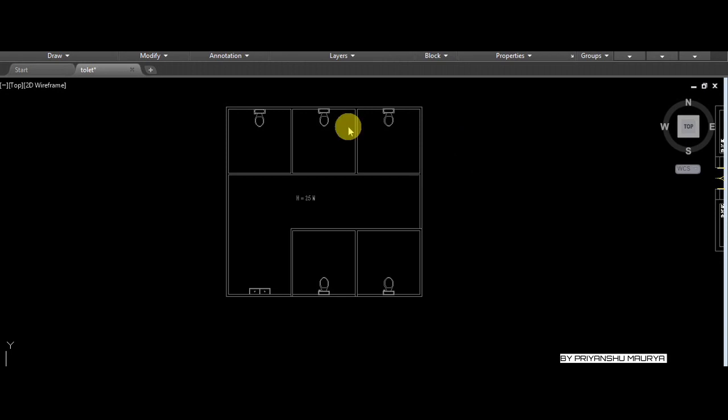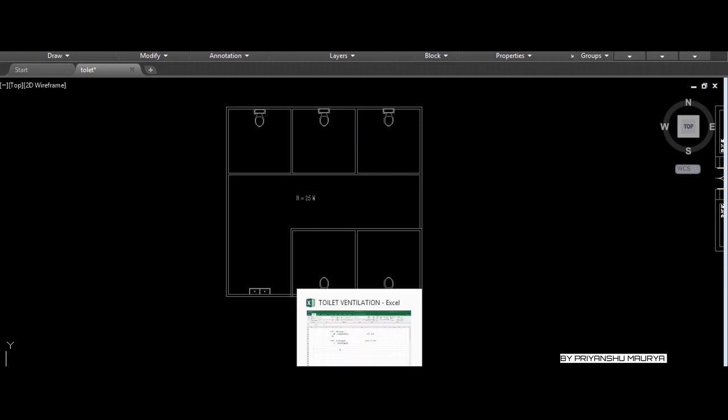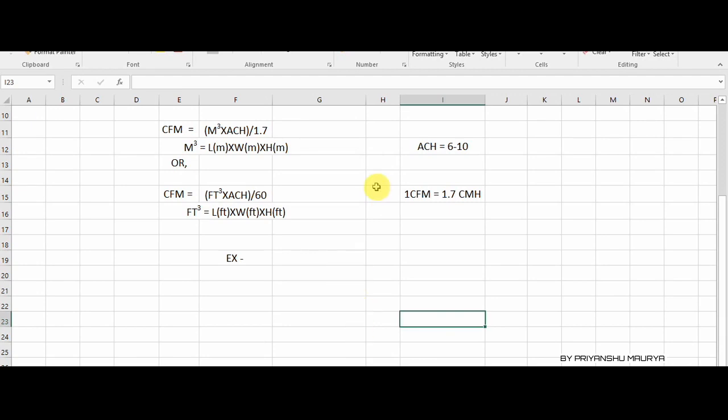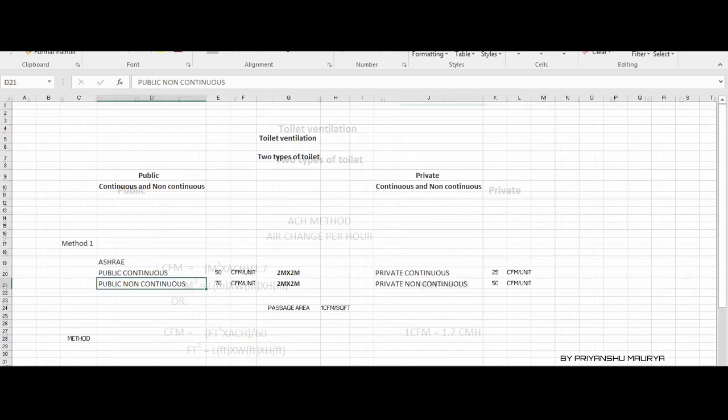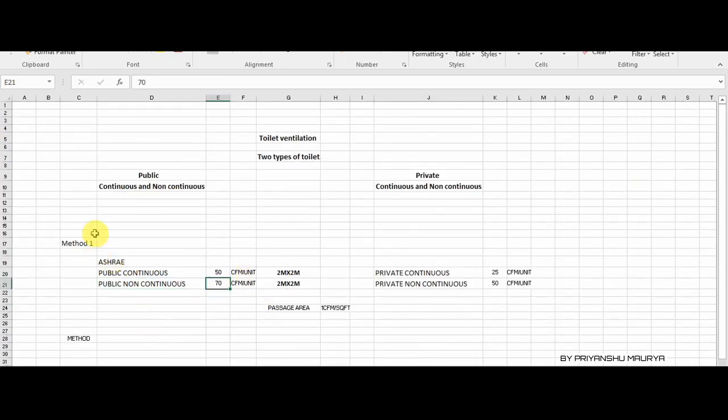And someone asked one doubt, like if the toilet size is less than 2 meter by 2 meter, then how to find exhaust CFM and fresh air CFM. So yes, we can use the same method, that is 50 and 70 for public continuous and non-continuous, and 25 and 50 for private continuous and non-continuous, if the toilet size is less than 2 meter by 2 meter also.